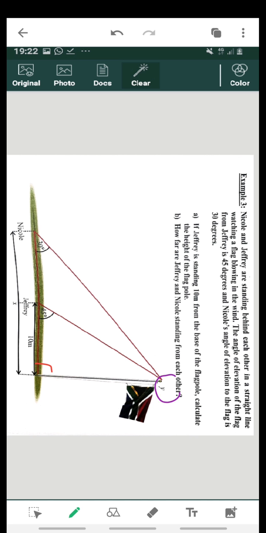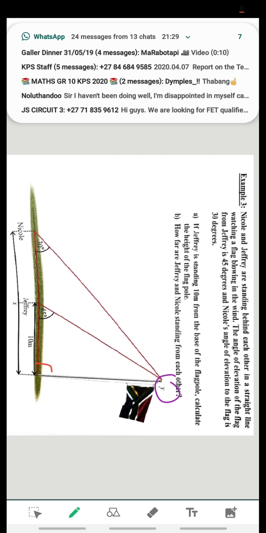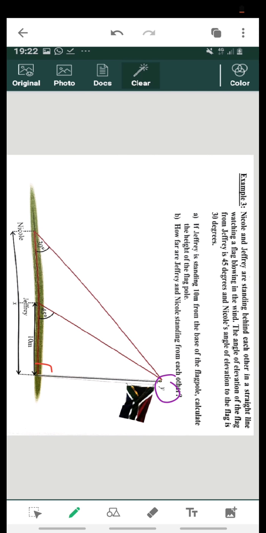I've let it be equal to y, and there we go. Very, very important. Also, we are told that the distance between the flagpole and Jeffrey is 10 meters. That is very important, and I hope you will take note of that. Now, if Jeffrey is standing 10 meters from the base of the flagpole, remember, the flagpole and the ground will create a 90 degrees at the point of contact, meaning we have two right angle triangles in this diagram.